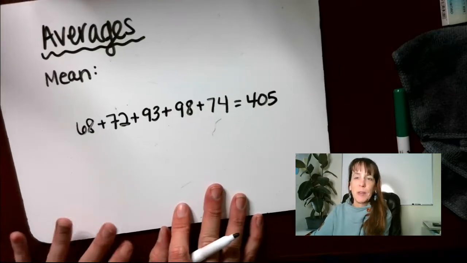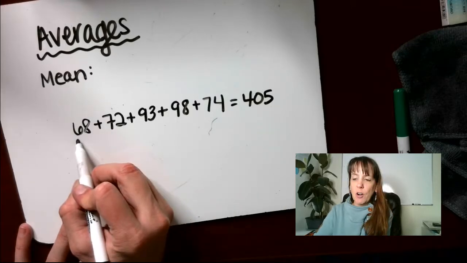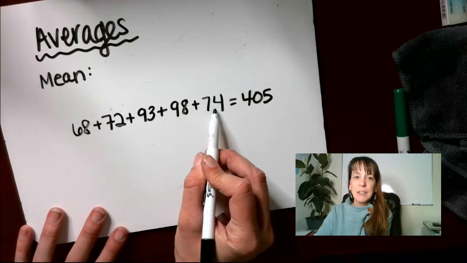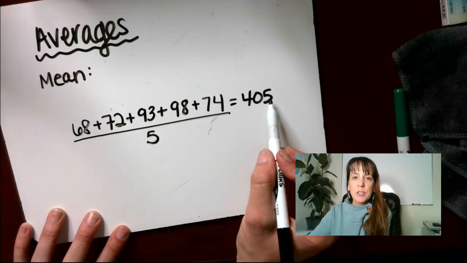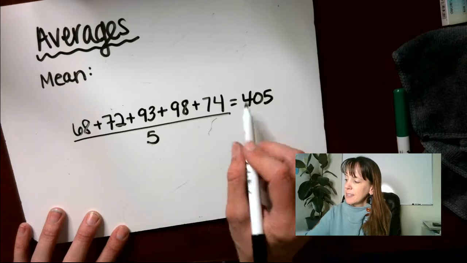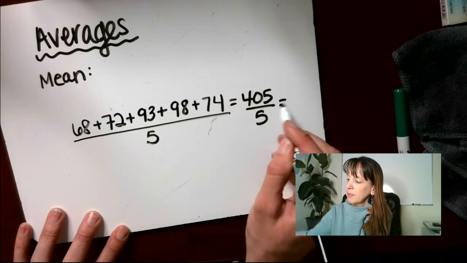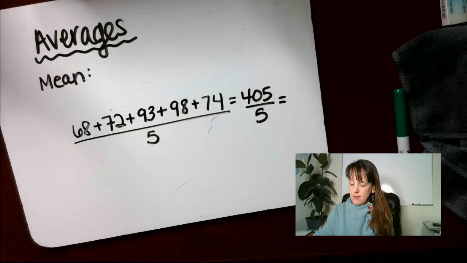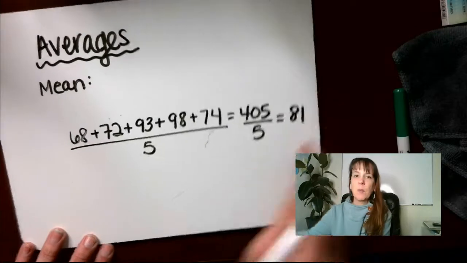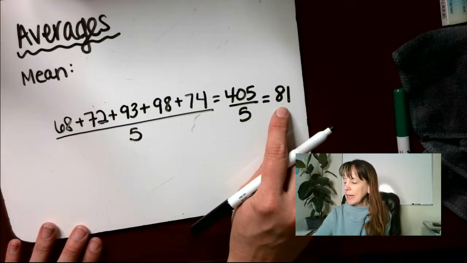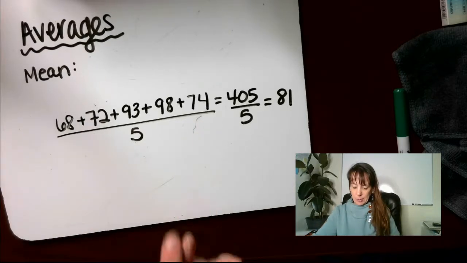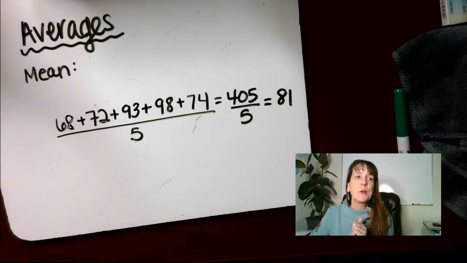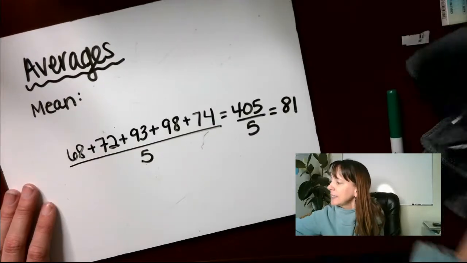405. Okay, so what we have are 1, 2, 3, 4, 5 numbers, right? And we have to divide all of this by 5. So we're going to do 405 divided by 5, which equals 81. So the average score that you get is about an 81, meaning that you sometimes get something a little higher, sometimes something a little bit lower. Okay, so that is your mean, and so we're going to write that down.